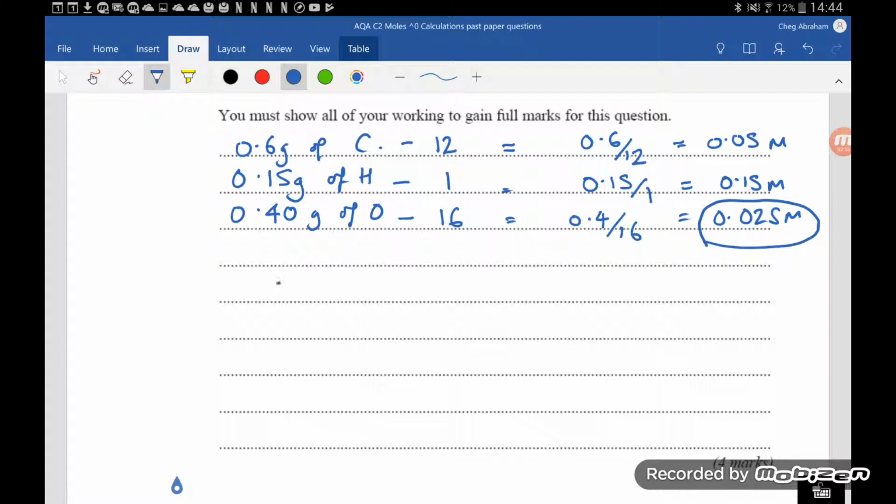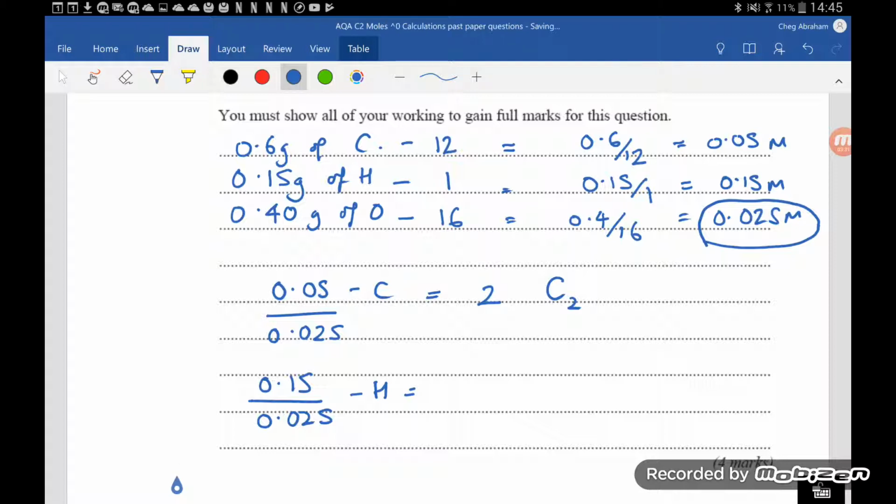So if you do 0.05, the carbon, divided by 0.025, you get 2. So our empirical formula is going to be C2. For the hydrogen, you do 0.15 divided by 0.025, which equals 6. So there's going to be 6 hydrogen, so it's going to be H6. And the oxygen is our lowest one, so it would technically be 0.025 over 0.025, which equals 1.